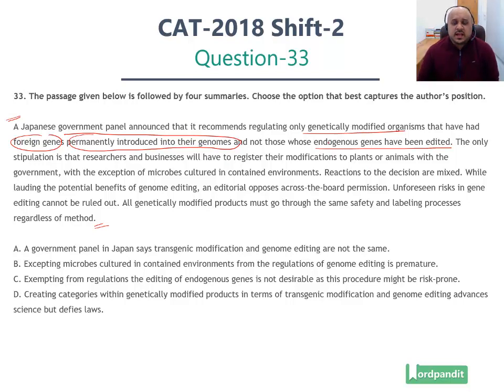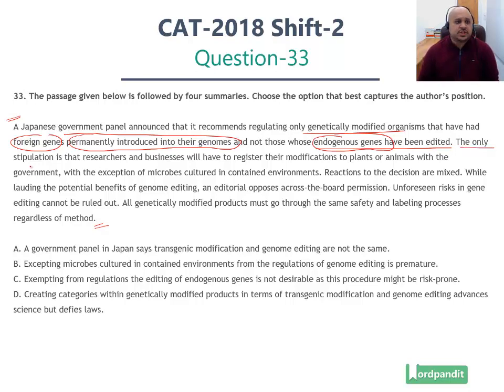And the second type of modification is endogenous genes. Endogenous genes are ones which are created within the organism itself, right? So genes, modified genes that have been created within the organism itself. Endogenous would refer to genes of the organism itself, right? These are genes which have originated within the organism and these have been edited, right? So these are the two types of genetic editing which is being talked about in the given case.